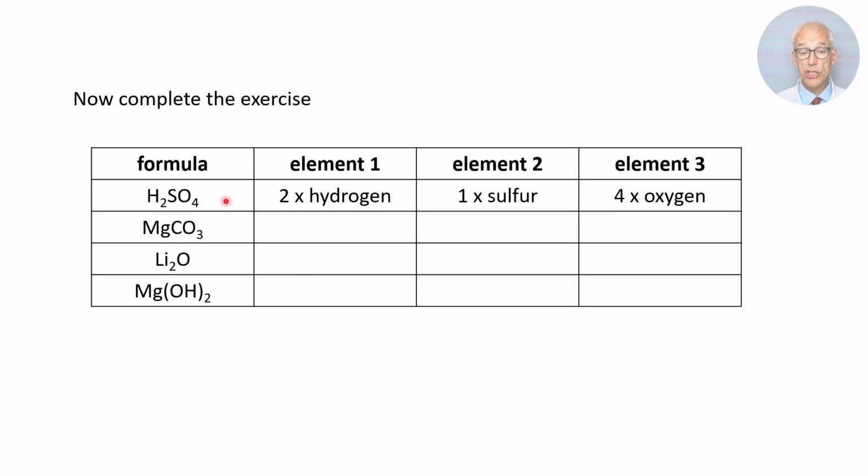The interpretation of formulae in terms of the numbers of elements present in that formula is very important. So let's look at the example, hydrogen sulfate, H2SO4. I have a subscript 2 after the hydrogen, so 2 hydrogens. I have a capital S for sulfur, but no subscript number, so that's 1 sulfur. I've got capital O for oxygen with a subscript 4, so that's 4 oxygens.